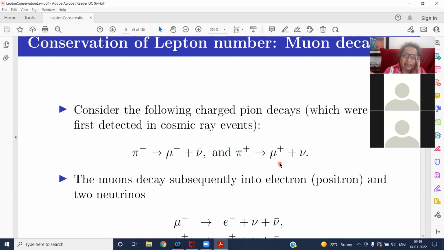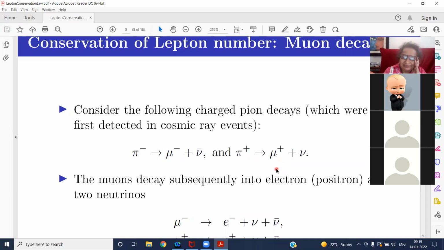What is the lepton number of mu plus? -1, because it is like a positron. Electron is a particle, positron is an antiparticle. Mu minus is a particle, mu plus is an antiparticle, an antilepton. So this is -1. And for a nu, I will get a +1, -1 +1, 0.